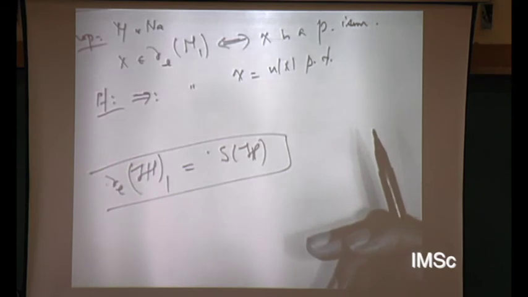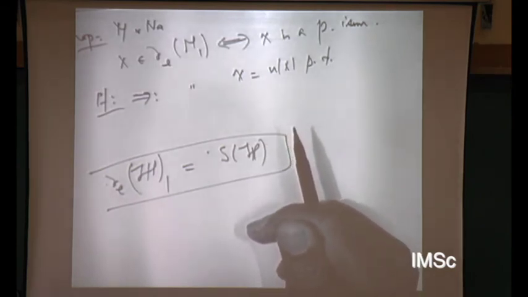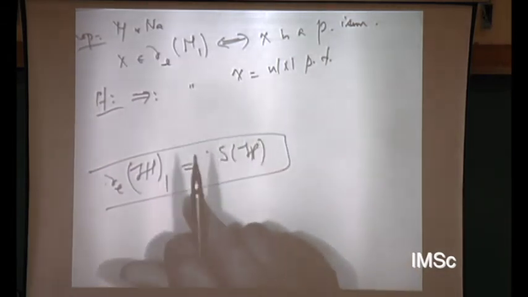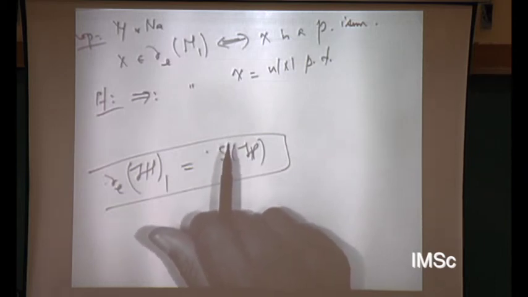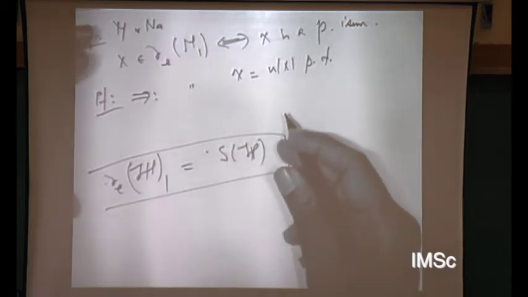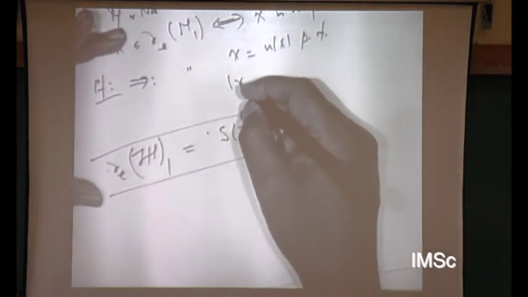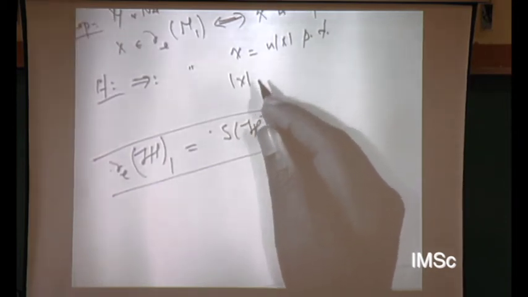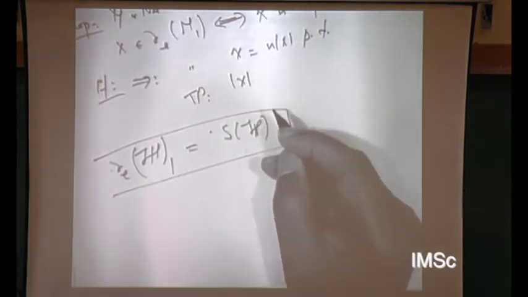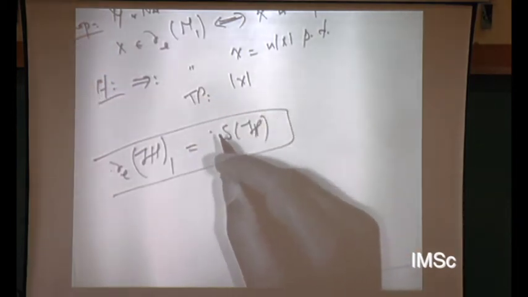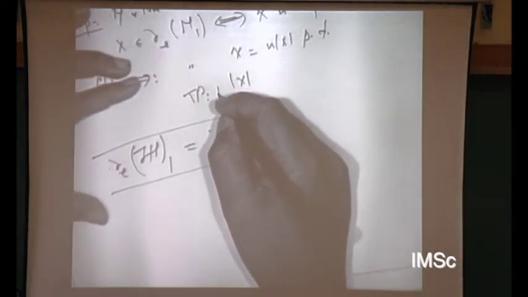So what do I want to show? I want to show that... what does it mean to say that X is a partial isometry? Yeah. So we want to say that mod X is a projection. So to prove, what does it mean to say mod X is a projection? What does it mean to say about the spectrum of mod X?